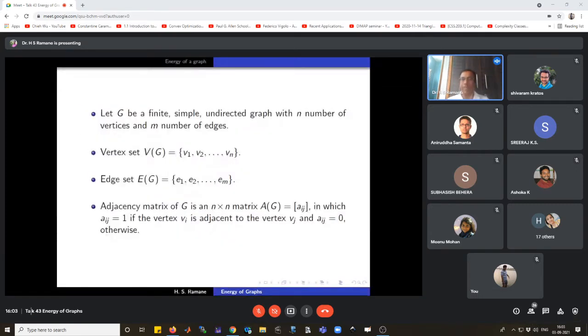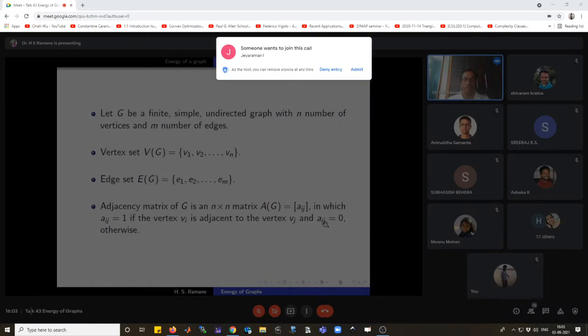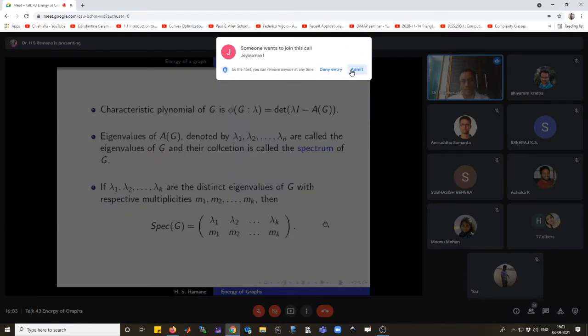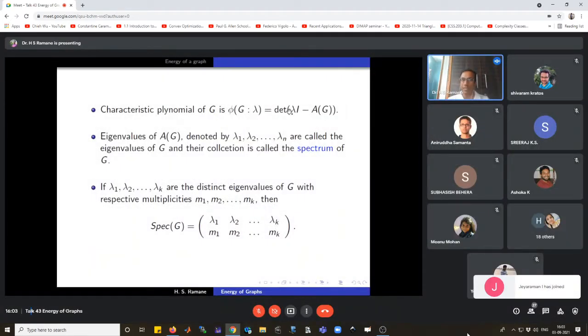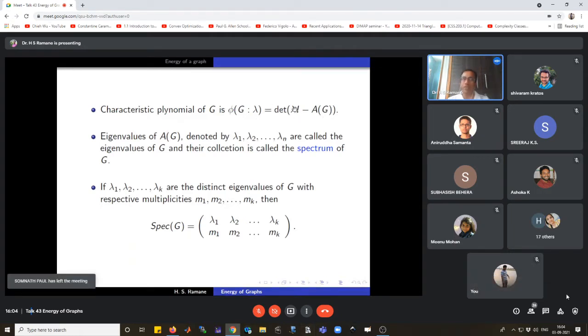indexed with the vertex set, and its ij-th entry is 1 if the vertex vi is adjacent to the vertex vj, otherwise it is 0. So the characteristic polynomial of graph G is nothing but the characteristic polynomial of its adjacency matrix, that is the determinant of lambda I minus A(G), where I is the identity matrix of order n.